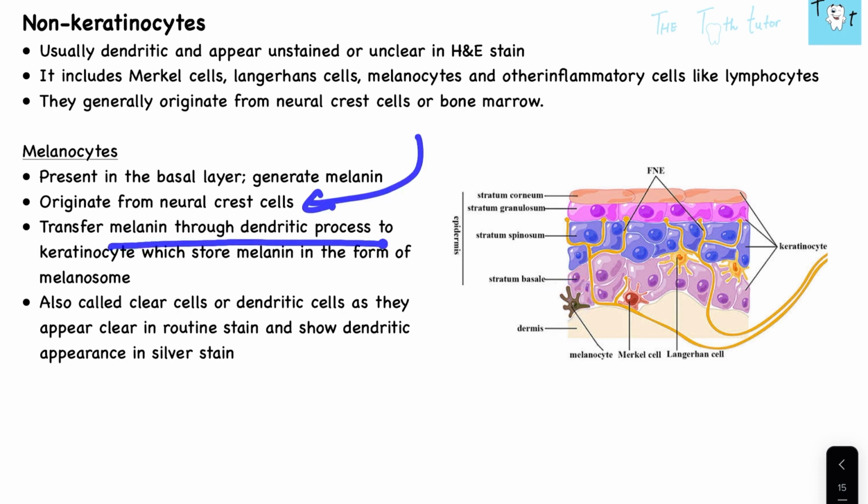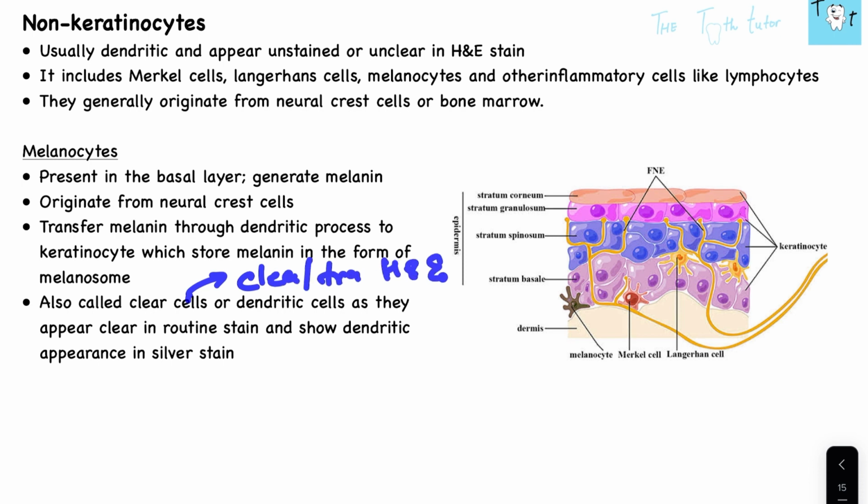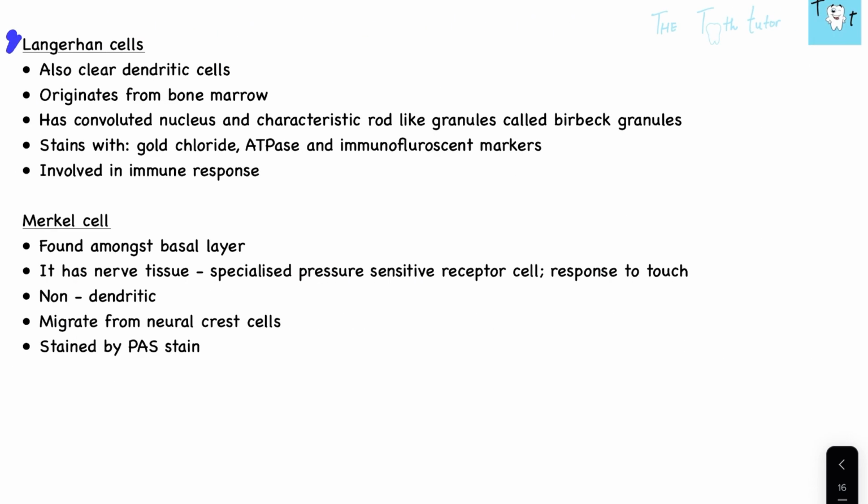They transfer melanin through dendritic processes to keratinocytes, which store melanin in the form of melanosomes. So these cells will make melanin. They will transfer it to the keratinocytes, and the keratinocytes will store the melanin in the form of melanosomes. Okay. Now these are also called clear cells or dendritic cells. Clear because they are clear, as in transparent, in H&E stain, and they are called dendritic cells because they show their dendritic appearance in silver stain. So they can be seen through silver stain. Remember that.